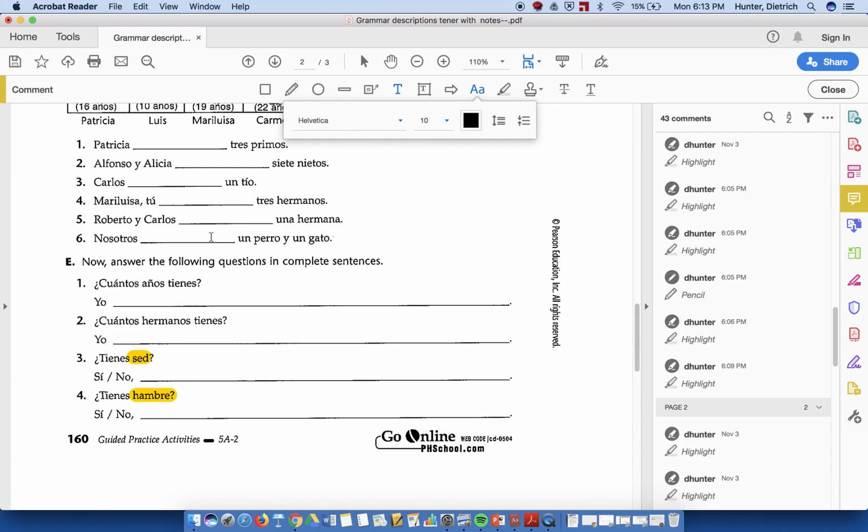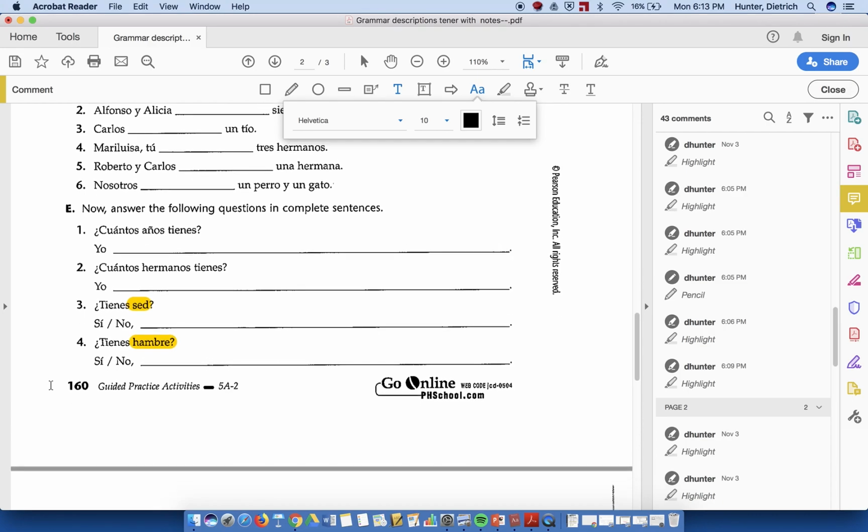Finalmente tenemos eso. Now answer the following questions. These are kind of like the highest rung on this beginner ladder. These 4 questions, ¿Cuántos años tienes? ¿Cuántos hermanos tienes? ¿Tienes sed? ¿Tienes hambre? are 4 questions that allow you to exercise those 4 different types above. Again, these last 2 I've highlighted, sed y hambre, just to cue you that we're talking about different things there. Okay? Just to have you interpret a bit.